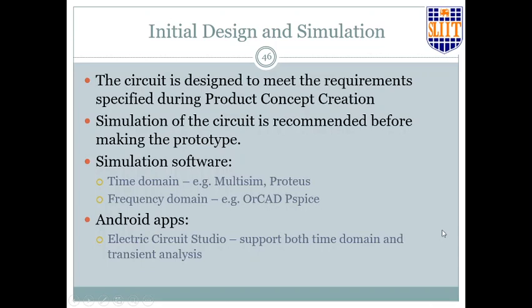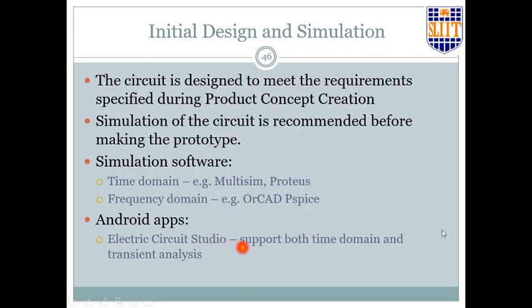We will be using Multisim, and Android apps are also there. I found this very useful, Electric Circuit Studio. You can test your circuits for operation. You can test all these theorems that we are using, all the circuits that we are working with in this module can be tested.